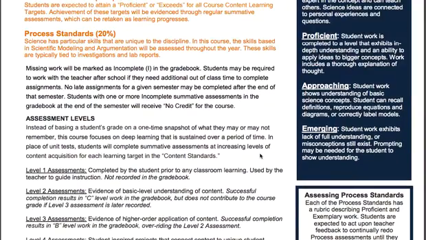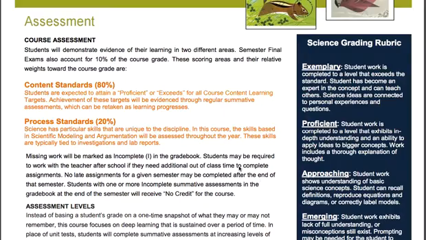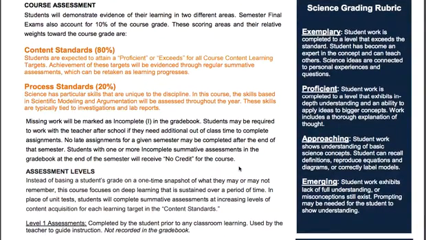So before we get to the assessment levels, I'd like to look at, in general, what these different levels of grading mean. So earlier in the content standards, I said that students are expected to obtain a proficient or exceeds for course content learning targets. So proficient means that the student work is completed to a level that exhibits in-depth understanding. This is like B-level work. Okay, students understand the concept as I've taught them, and they can show me that they understand it through their summative work.